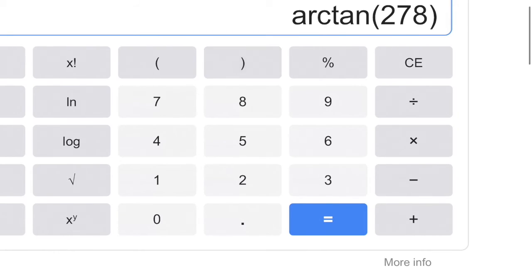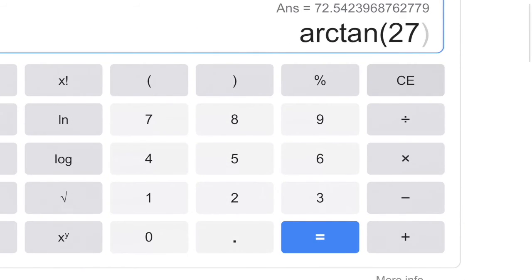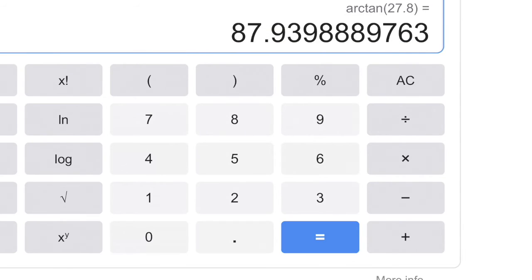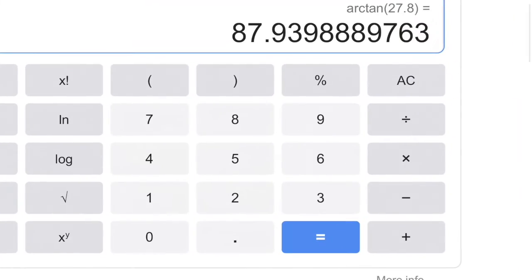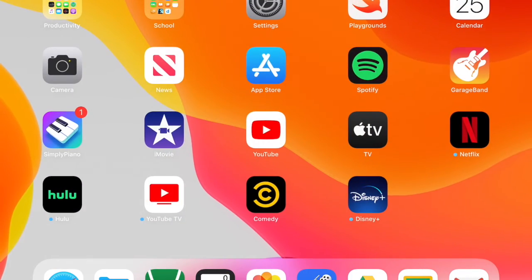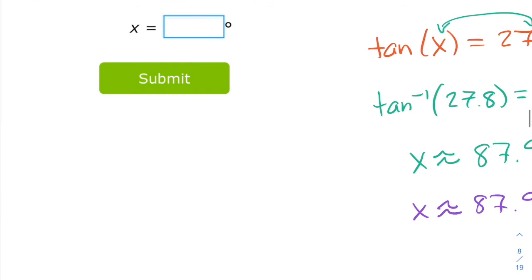Whoops, that's not going to work. And we get about 87.939, 88897. Okay, so that's going to round it up to 94. So 87.94.